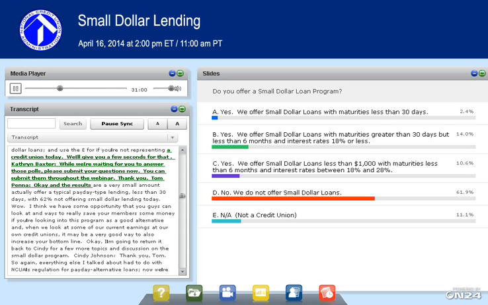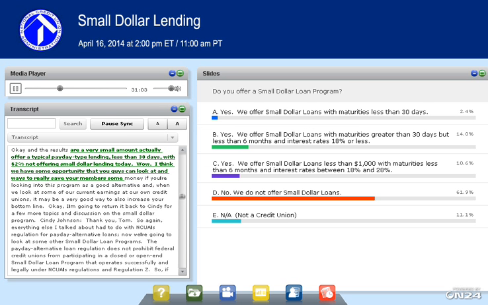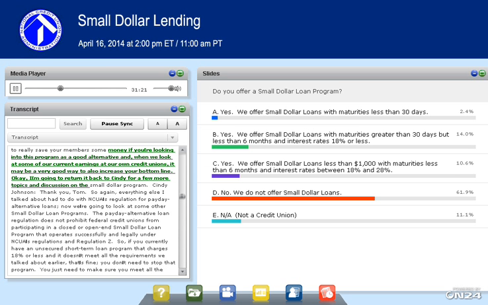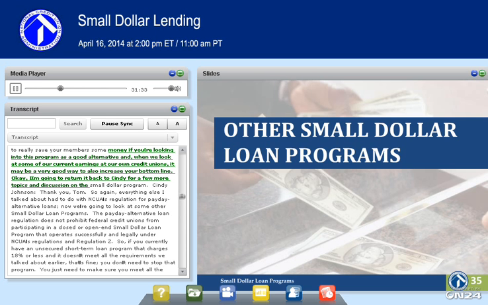Okay, and the results are: very few actually offer a typical payday type lending, less than 30 days, with 62% not offering small dollar lending today. Wow. I think we have some opportunities that you can look at in ways to really save your members possibly some money, if you're looking into this program as a good alternative. And when we look at some of our current earnings in our own credit unions, it may be a very good way to also increase your bottom line.